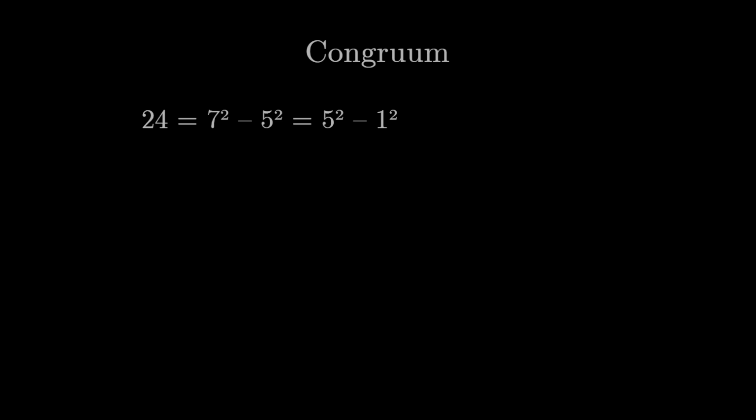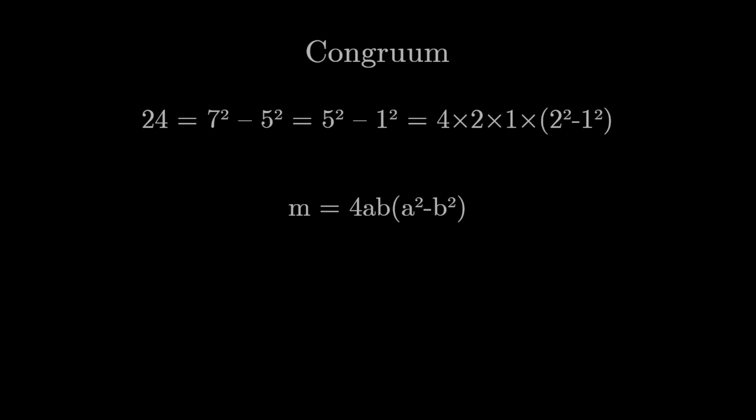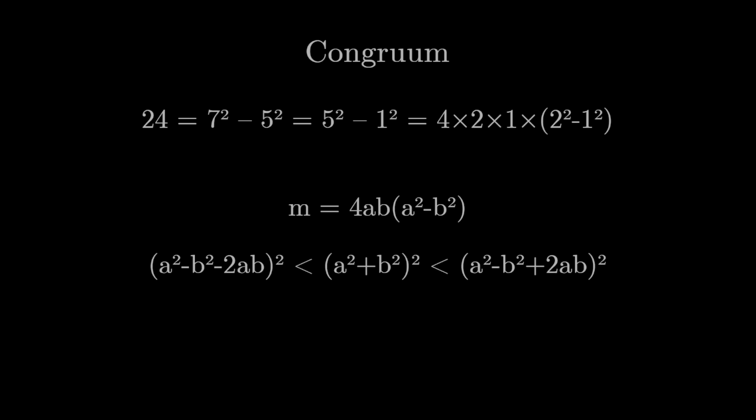It's the difference between the square of 7 and the square of 5, and at the same time, the square of 5 and the square of 1. You can notice that 24 could be written like this. And why I put it that way? Because any congruum, which I will call M because M is also a congruum, can be written as 4 times A times B multiplied by A squared minus B squared, where A and B are integers. It turns out that the three squares can be written like so, and every time you can check that M is the difference between them.